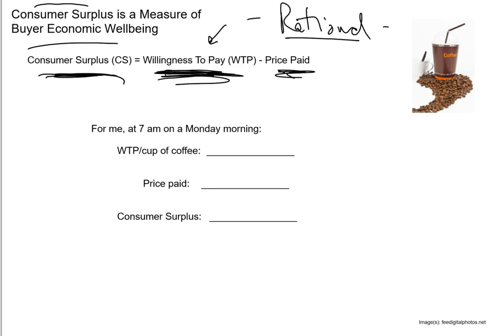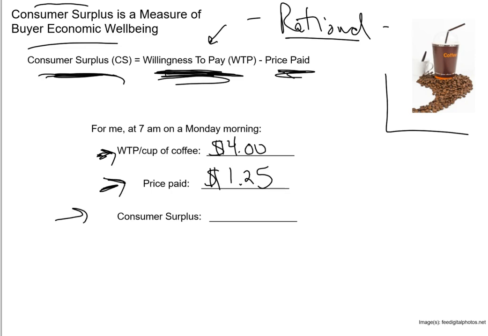As a little example, I love talking about coffee. On a Monday morning for me, my willingness to pay for a cup of coffee is $4. You can think about, for you, what are you willing to pay for your first cup of coffee on a Monday morning? Whatever that tipping point price is before you walk away from that transaction, that's your willingness to pay. I'm willing to pay $4, but do I actually have to pay $4 for a cup of coffee? No, it's usually much, much cheaper than that. Let's say that a cup of coffee is $1.25. That's the actual price that I'm going to pay, and so therefore my consumer surplus, using this really basic equation, is just going to be the $2.75 difference.